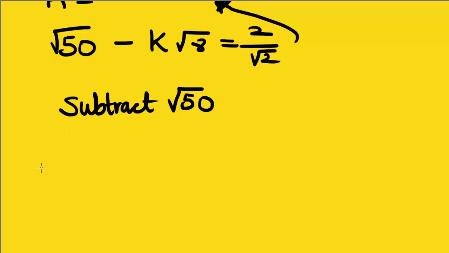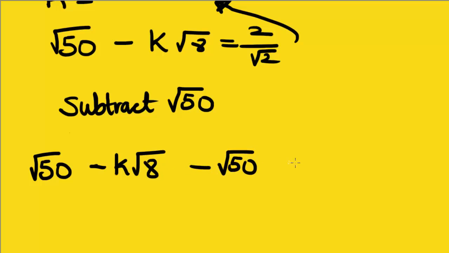So the left-hand side will now be minus k root 8, because I've subtracted root 50 from the left-hand side. To avoid skipping a step, I'll show you the subtraction. So root 50 minus k root 8, I'm subtracting root 50 from the left-hand side, and I'm also doing the same to the right-hand side. You must have come across the idea of always doing the same thing to the left-hand side and right-hand side when modifying an equation.